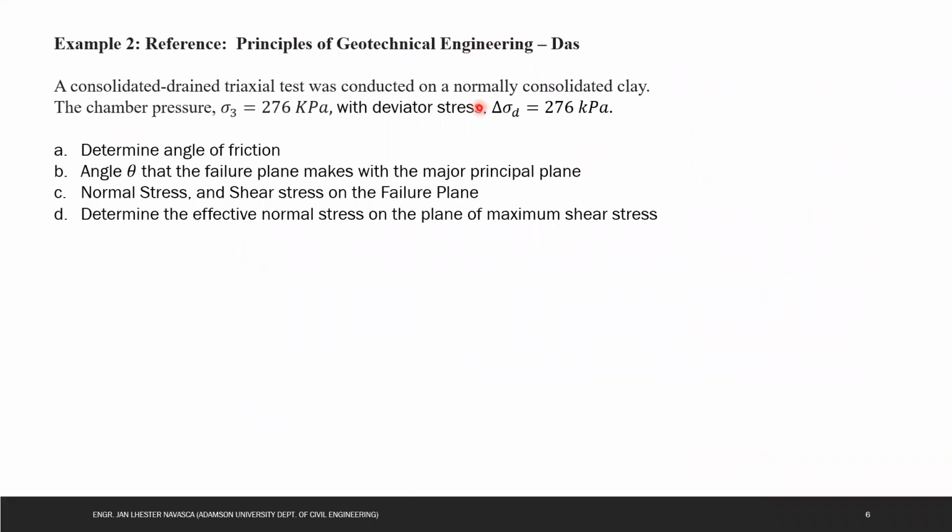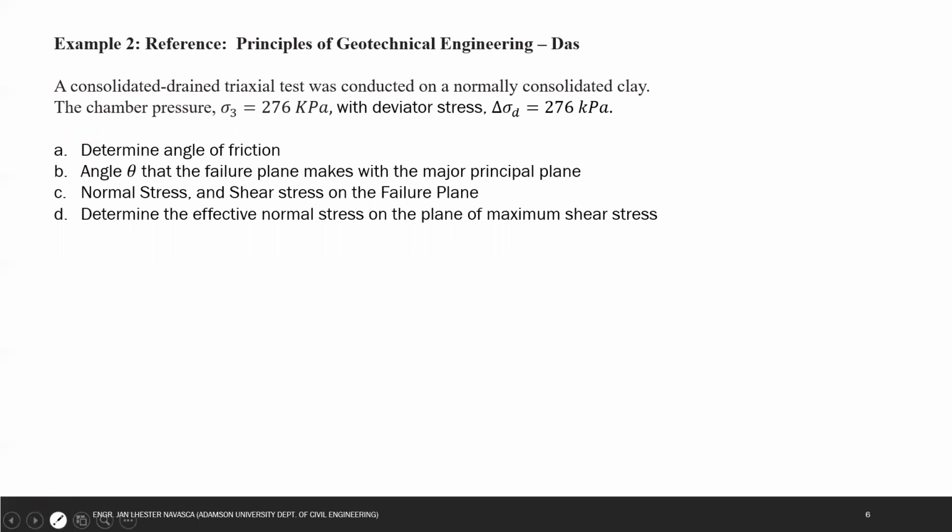Okay, so next problem is from Principles of Geotechnical Engineering by Das. The problem is a consolidated drained triaxial test conducted on a normally consolidated clay. During the triaxial test, the chamber confining pressure, sigma 3, is 276 kPa, and the deviator stress, delta sigma d, is 276 kPa.